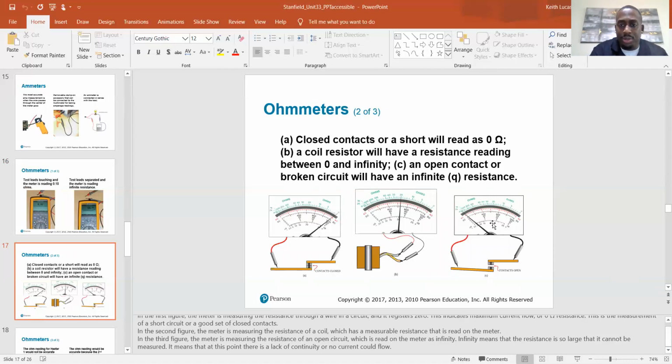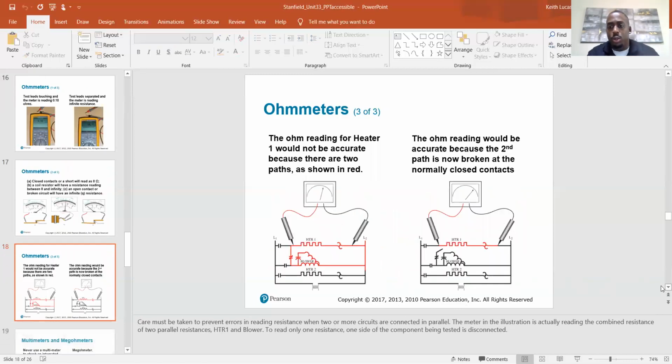So that's what's happening over here. Nothing, because we have an open circuit. As you can see right here, these contacts are not touching, open circuit. So these contacts are closed, these contacts are open. Over here, you're getting a reading. Over here, you're getting infinity or OL if it were digital.